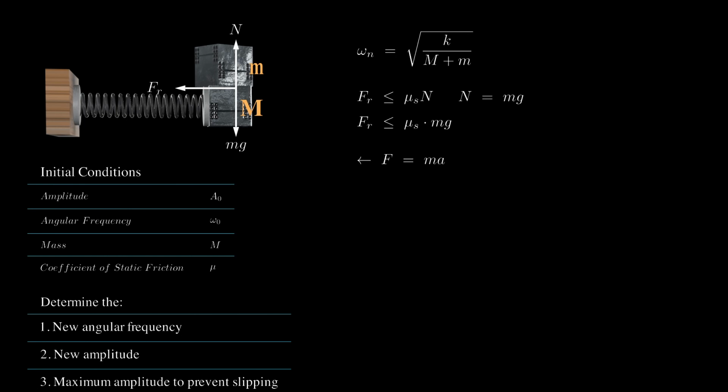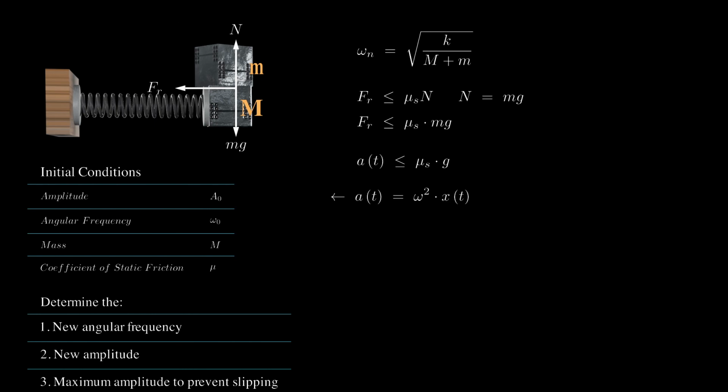Now, we'll apply Newton's second law to the mass on top, and write down this expression. It's important to note that both masses experience the same acceleration, directed towards the equilibrium position, denoted as a at time t. After simplification, we arrive at this expression for the maximum possible acceleration, to ensure the mass remains without slipping.